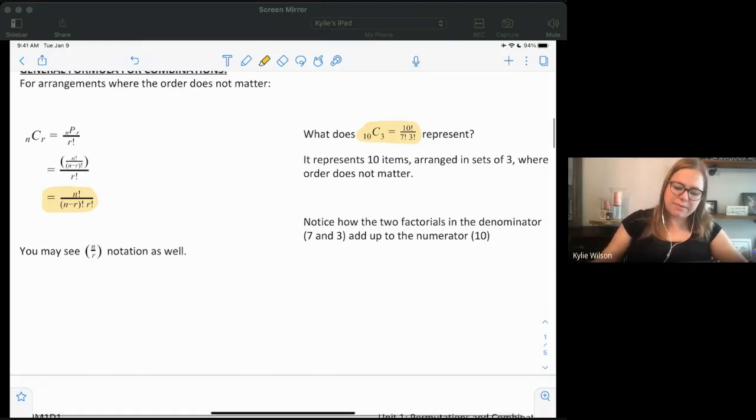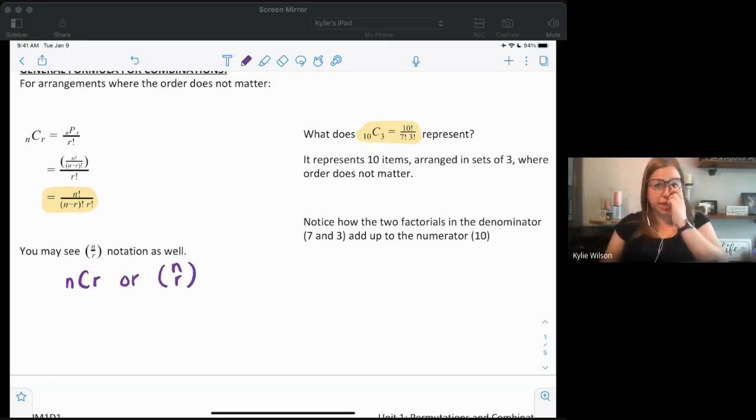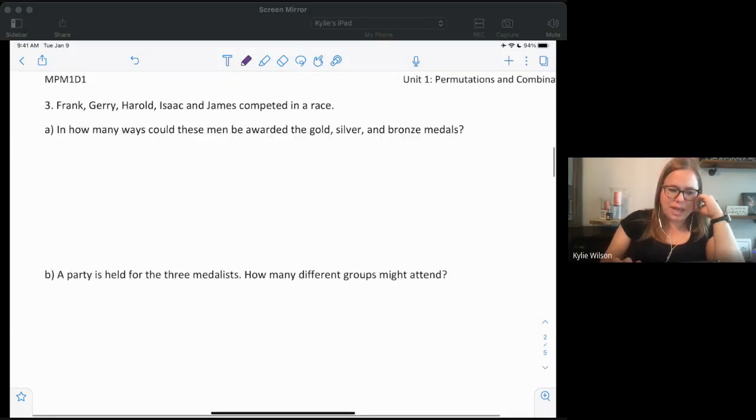Now, again, you will see this notation or this notation. I'll try to use them interchangeably because if you are looking at additional resources or you use this stuff in the future, you will see both. So I'll try my best to use both of them just so we're used to seeing both of them. Okay, let's do some examples because that's the best way to understand this stuff.